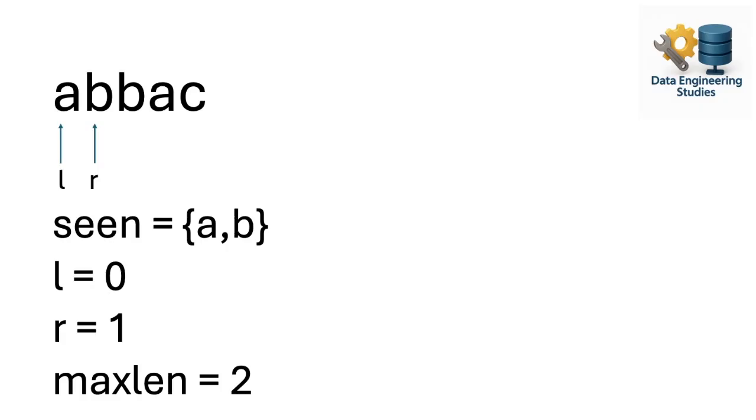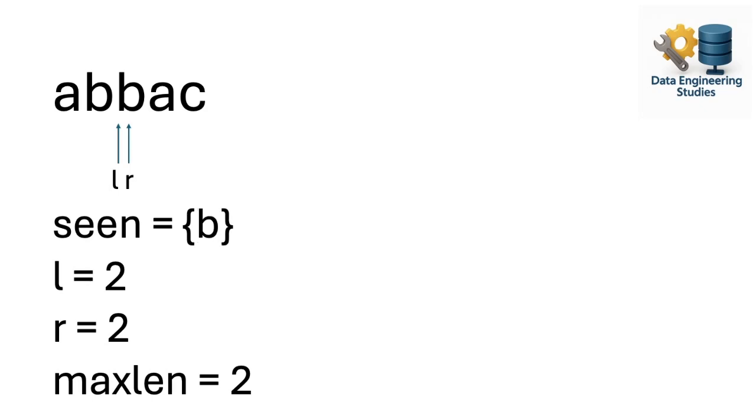Now we will increment the right pointer again. The right pointer points to the index position 2, which is of element B. But B is already in our set. So we will remove the element from our seen set until B is not in the set. First we will remove A. So our set only has B and we will increment the left pointer. Again B is in the set. So we will remove B from our set and we will increment the left pointer. Now B is not in the set, so we will append B to our set.